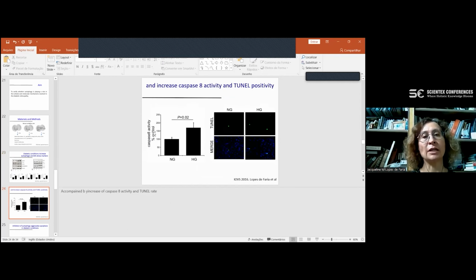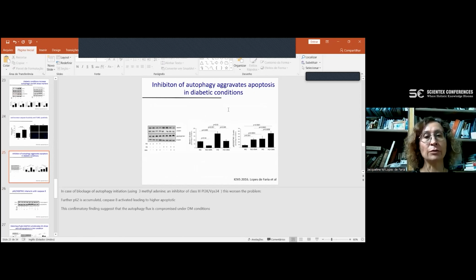Also, an increase in caspase 8 activity, which is a biochemical marker of apoptosis, one mechanism of cell death, and an increase in cell death marked by TUNEL assay in high glucose conditions. In this scenario, we decided to inhibit the autophagy, since the autophagy initiated by high glucose was damaging for the cells.